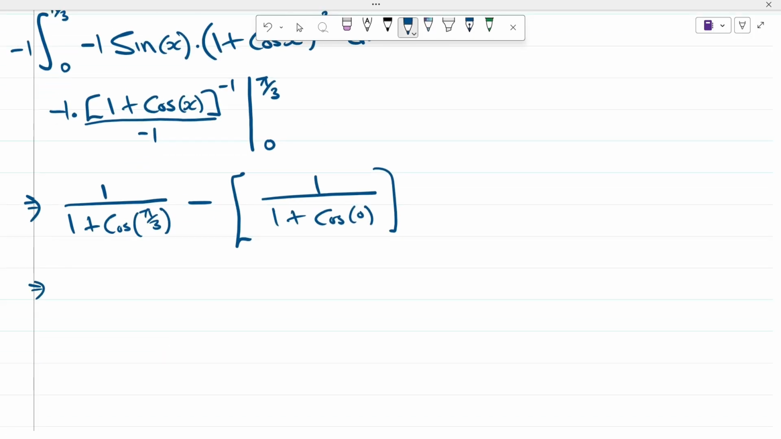Then you are going to use your calculator. Remember, your calculator should be in radians in this case. So it's going to be 1 plus cos of shift pi over 3. I'm punching on my calculator here. You should do the same.